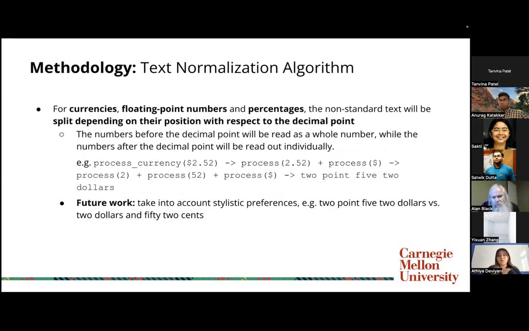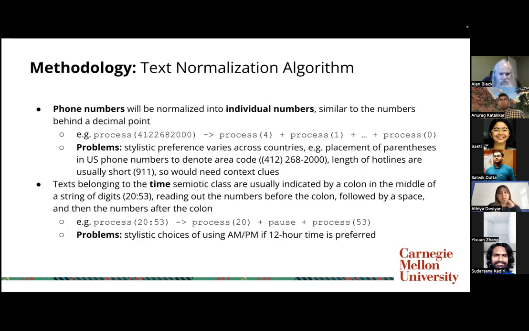So for example, for the currency $2.52, just for simplicity, what our algorithm does is it would say "two dollars fifty-two," but I feel like a lot of people would prefer "two dollars and fifty-two cents." However, this would make the problem exponentially more difficult because we would need to collect information on more fine-grained currency denominations like cents and pence and whatnot in different languages. And phone numbers will be normalized to individual numbers.